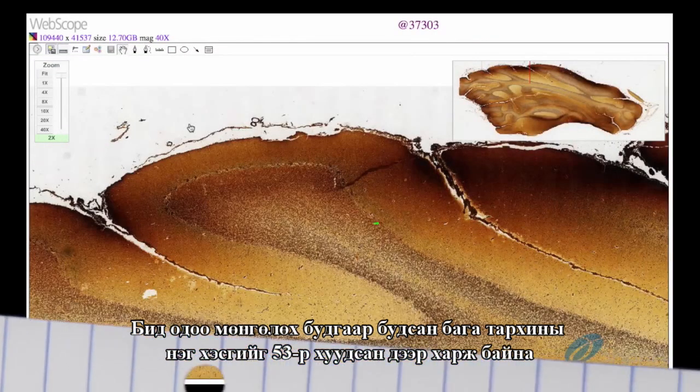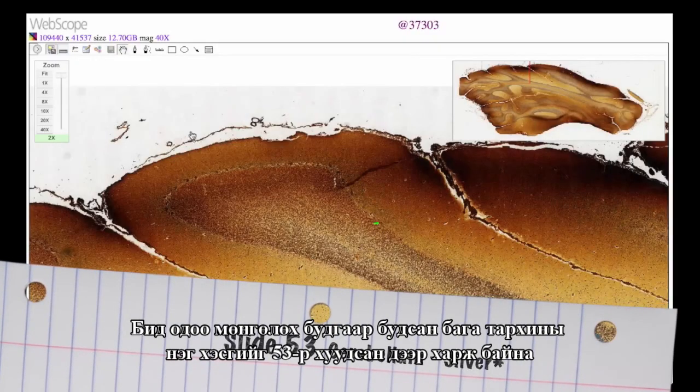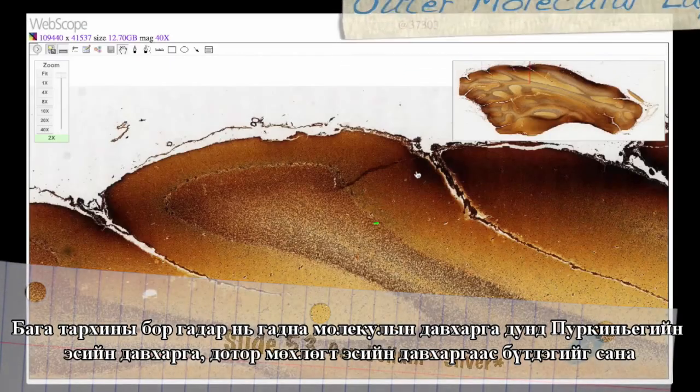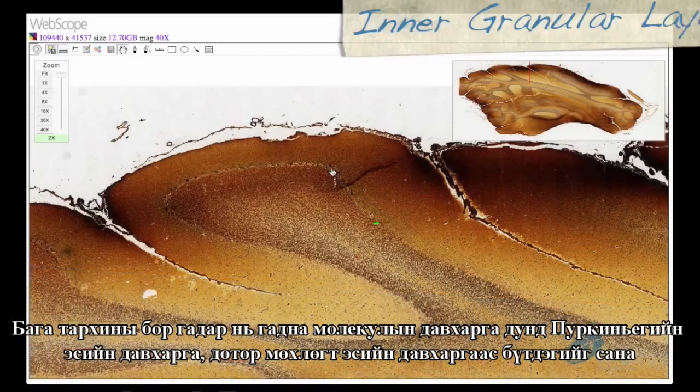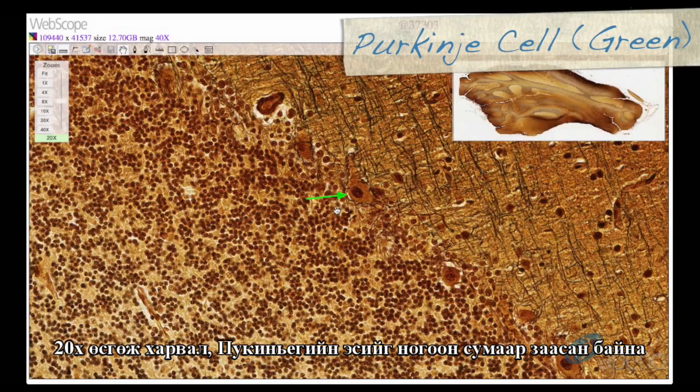We are now looking at slide 53, which is a section of cerebellum prepared with silver stain. Recall that the cerebellar cortex is composed of the outer molecular layer, the middle Purkinje cell layer, and the inner granular layer. Using the 20x objective, a Purkinje cell can be seen at the green arrow.